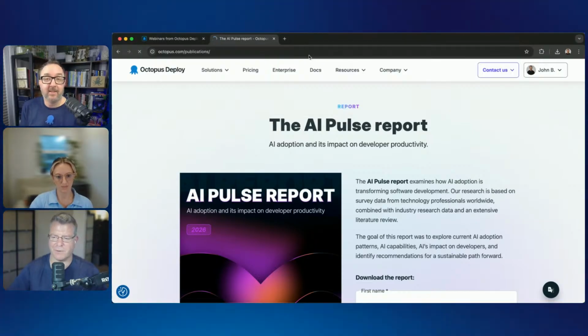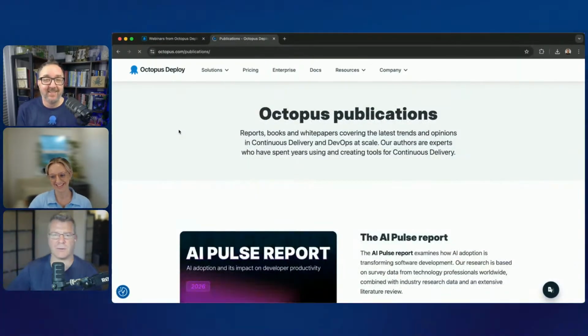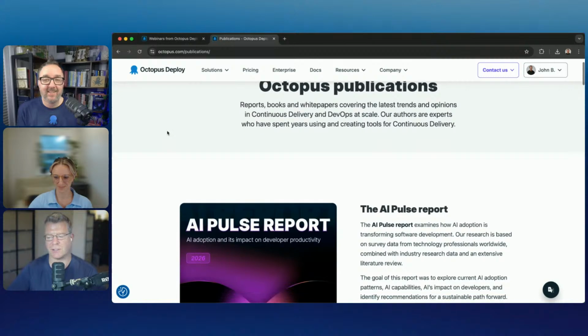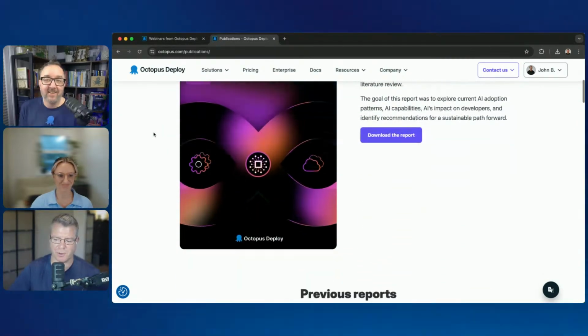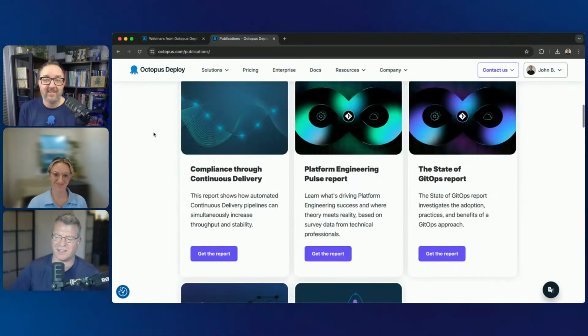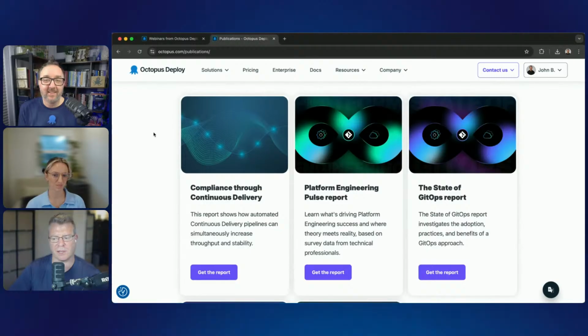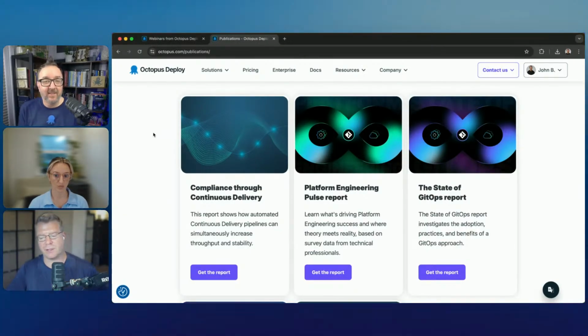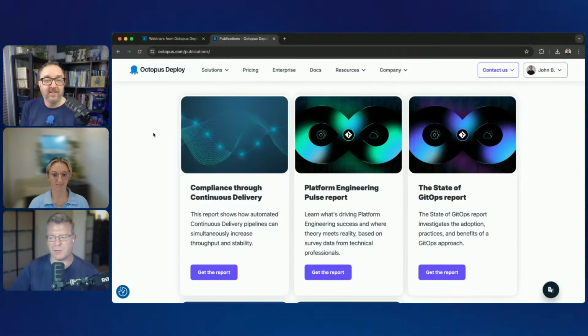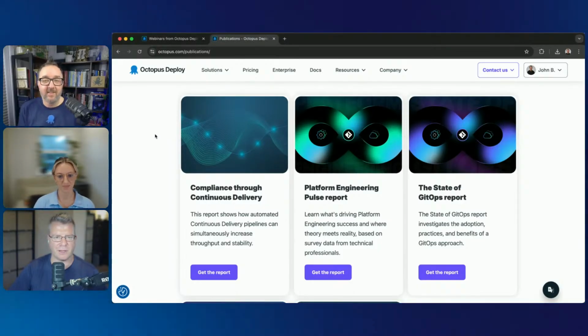Nice segue there, Steve. You can find these at our publication site, which is at octopus.com/publications. In addition to the AI Pulse report, you'll find other ones, including some that are coming up. So Charlotte, did you want to talk a little bit about our future of platform engineering report, and the platform engineering Pulse report and State of GitOps report that we've published?